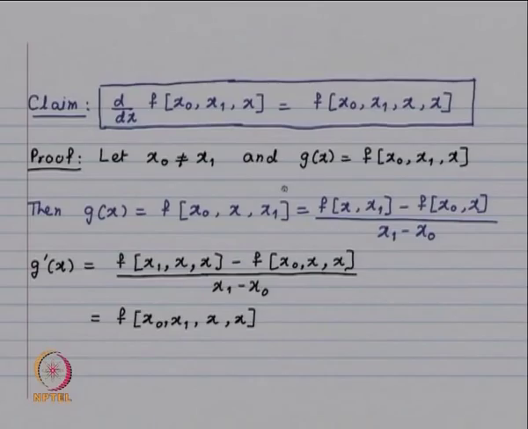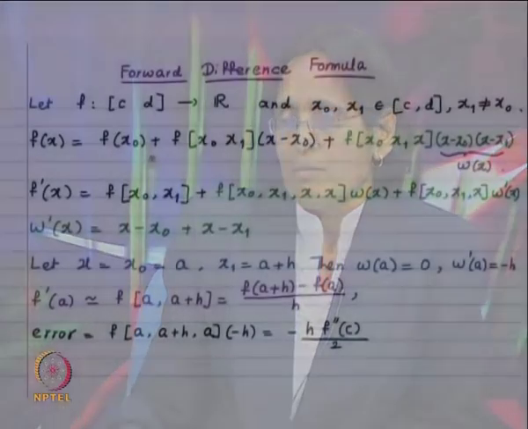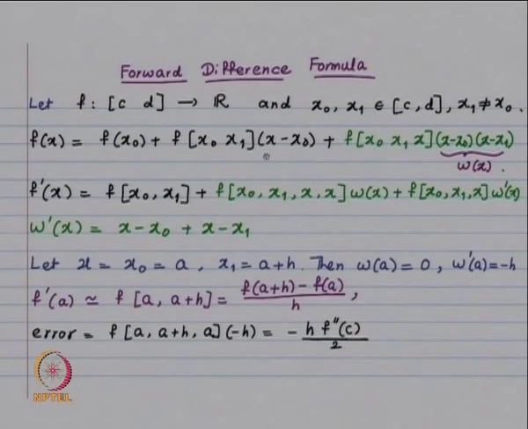And now, we go back to our formula for finding the approximate value of f'(a). So, our function f is defined on interval [c, d], takes real values, a is an interior point, x0 and x1 are two distinct points in the interval [c, d]. We are fitting a polynomial of degree 1 and then we have got the error term. You differentiate both the sides. So, f(x) is equal to f(x0) plus f[x0, x1](x minus x0), and this is the error term.